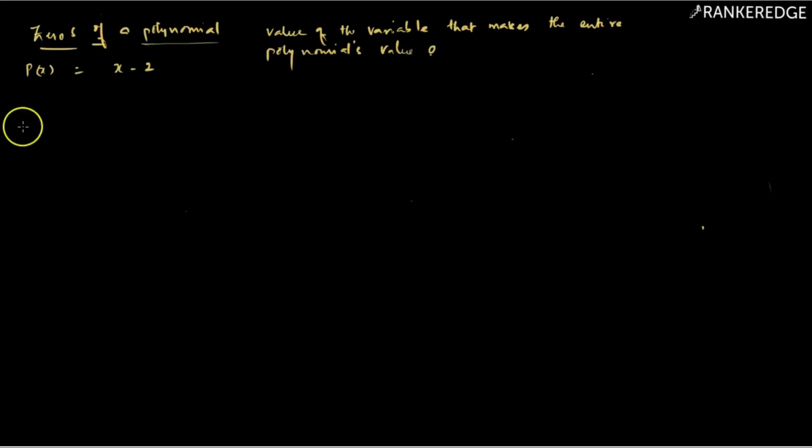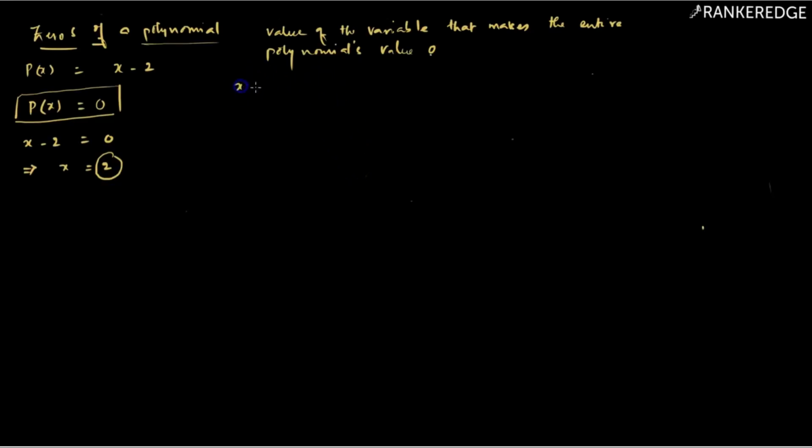The polynomial's value being 0 means, let's set this value of the polynomial to 0. This is the condition when I have to find the value of this x that makes this entire polynomial's value 0. So I equate the polynomial to 0, which means I equate x minus 2 to 0. Then I get the value of x as 2. So this is the value of the variable that makes the entire polynomial's value 0.